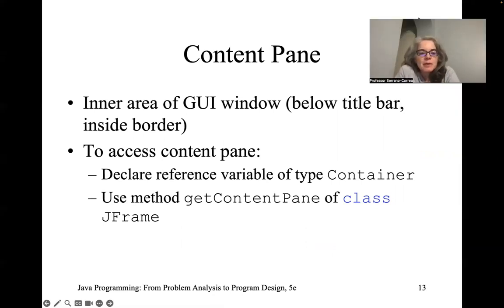Content pane. The content pane is the inner area of your window. It's below the title bar, inside the border. So anything that's inside, below the title, is what we call the content pane. In the content pane is where you're going to put your labels, your text boxes, and your buttons. To access the content pane, you declare a reference variable of type Container, and you use the method getContentPane of class JFrame.